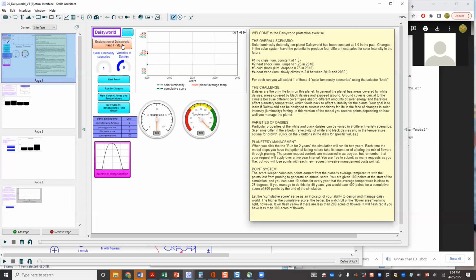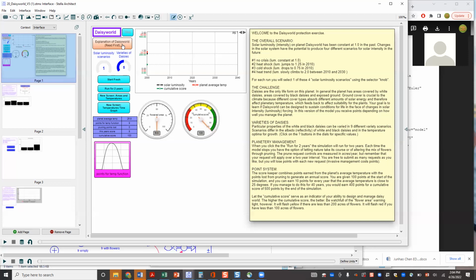Scenario one is just your baseline case. For many of you, that's what you're going to want to focus the next couple of weeks on: building a really solid baseline case, a model that exhibits some basic function under non-disturbed conditions. That is where solar luminosity equals 1, and the daisies grow and they do their thing.